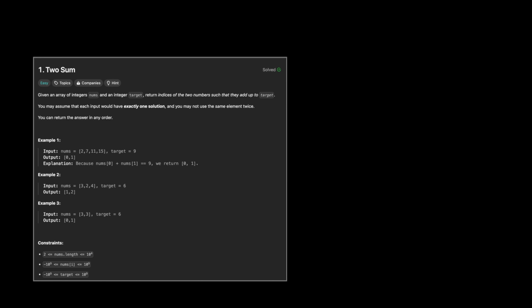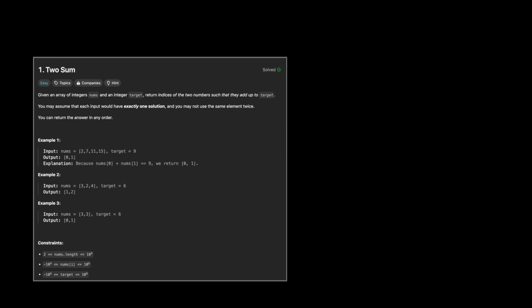You may assume that each input would have exactly one solution. Which means, let's say in this example 2, 7, 11 and 15, we are looking for two elements whose sum is equal to 9. There are only two elements whose sum will be exactly equal to 9, which means there cannot be duplicates. You may not use the same element twice, and you can return the result in any order.